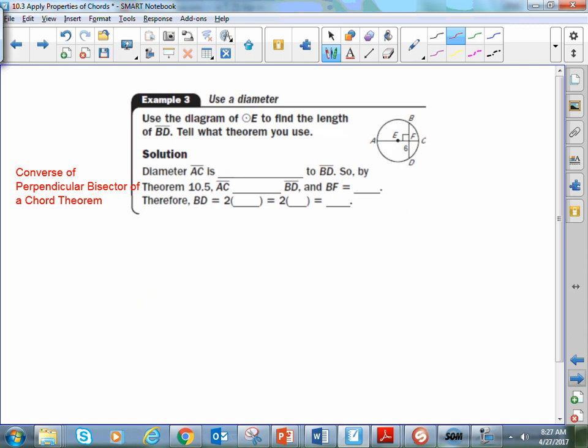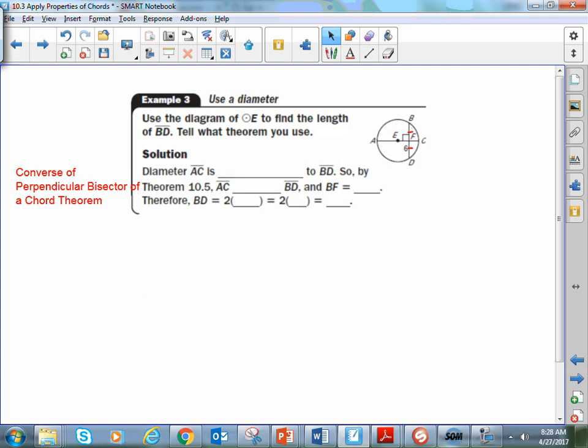Now here we're going to take a look at the converse of it. So in the diagram here in circle E, it's asking us, how long is segment BD? Well, BD is a chord of the circle, and AC is the diameter of the circle. Since AC is perpendicular to the chord BD, it must also bisect the chord BD. So that's the converse of the theorem that we had on the previous slide a second ago, and that's what I'm looking at here.